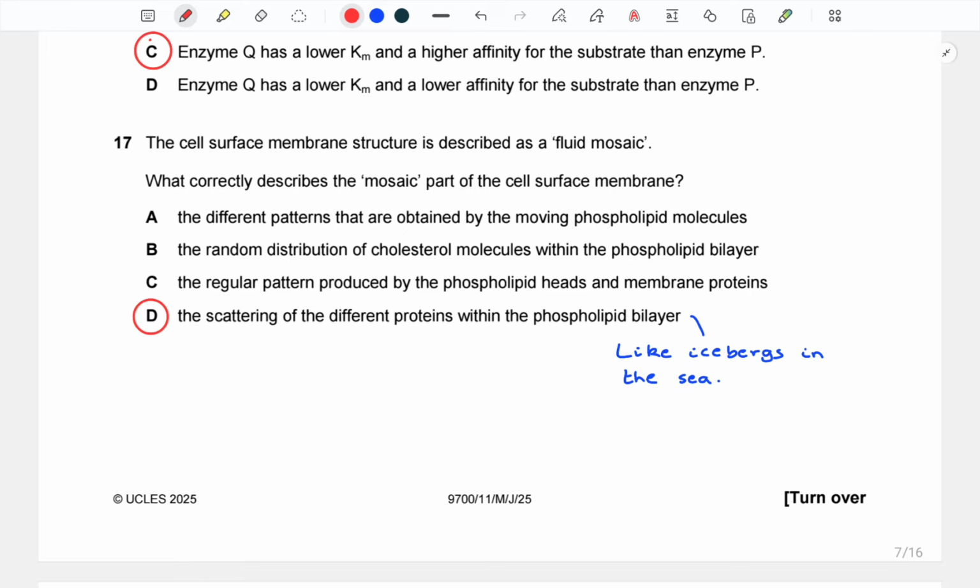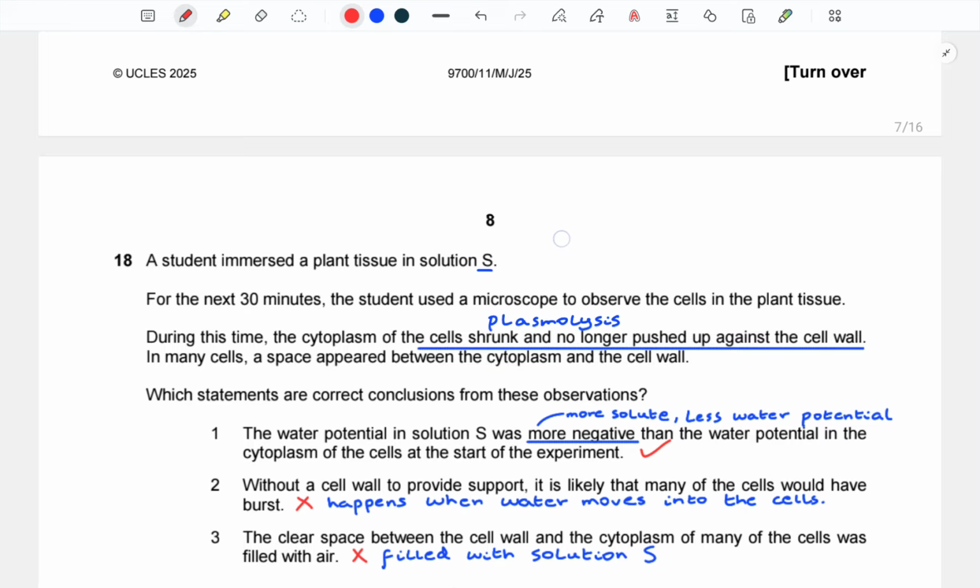And we can also remember this by visualizing the proteins as icebergs in the sea. The proteins are icebergs while the phospholipid bilayer is the sea. So that's also a way of visualizing this.